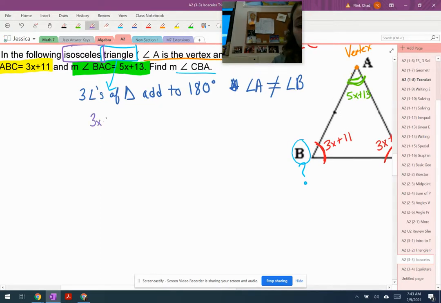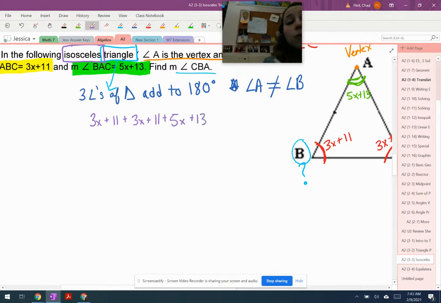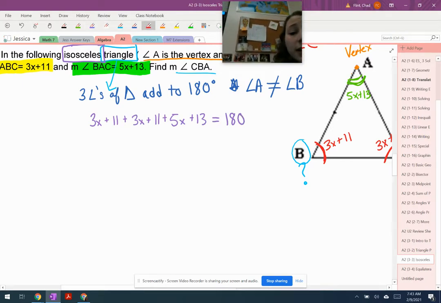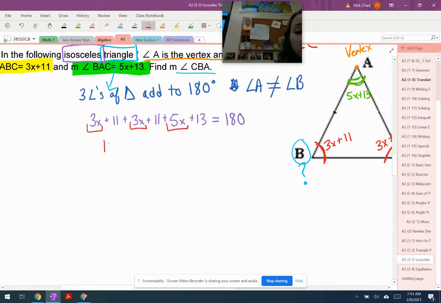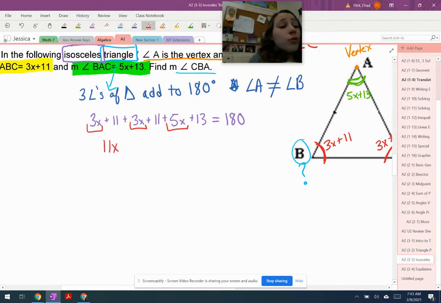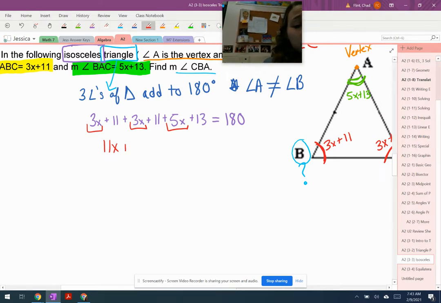So 3x plus 11 plus 3x plus 11, again, because those two angles are equal. I had to use that information and what I know about isosceles triangles and what I know about triangles in general to make this equation. All right, let's math it up. 3x plus 3x is 6x, plus 5x is 11x. 11 plus 11 is 22. 22 plus 13 is going to be 50-something. 55? 35. Wrong word. Sorry. 22 plus 13 is 35 equals 180.